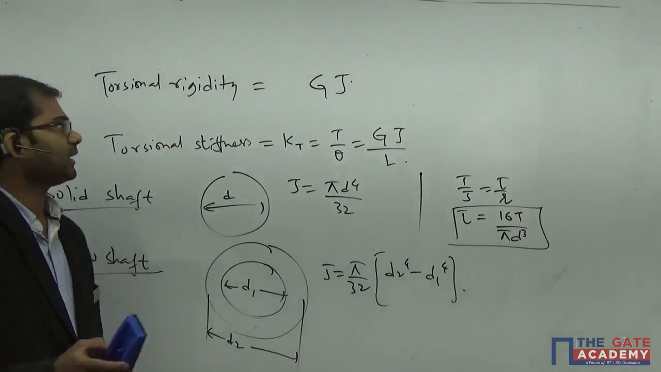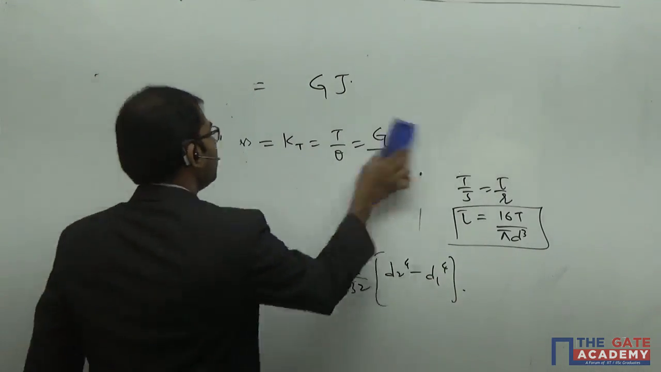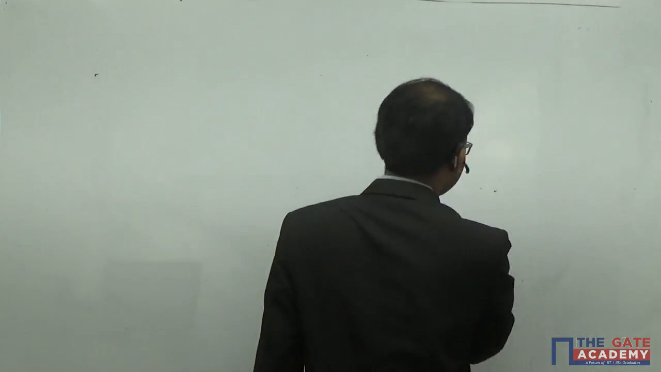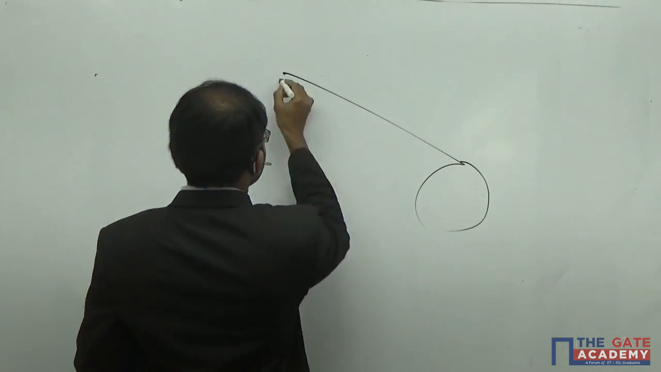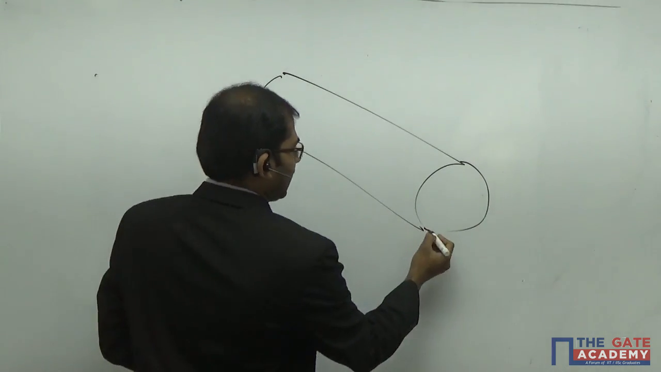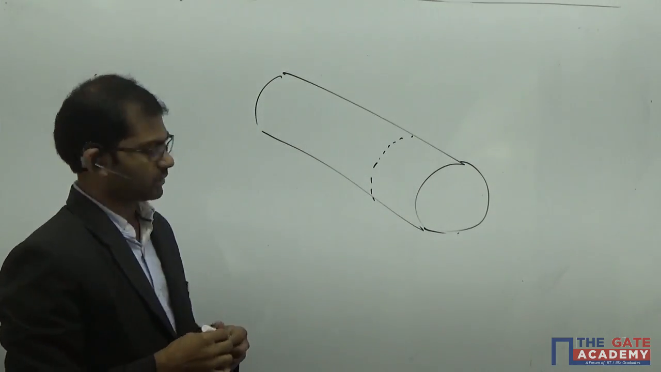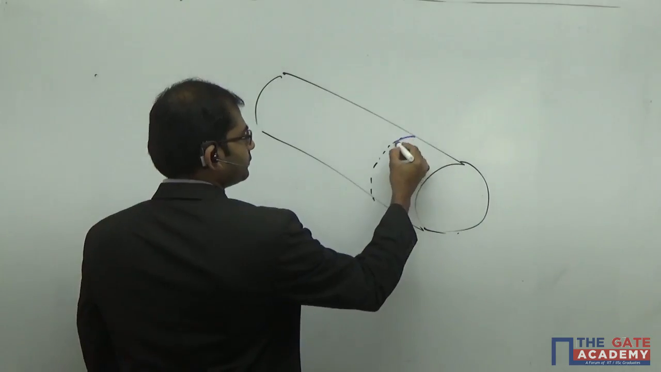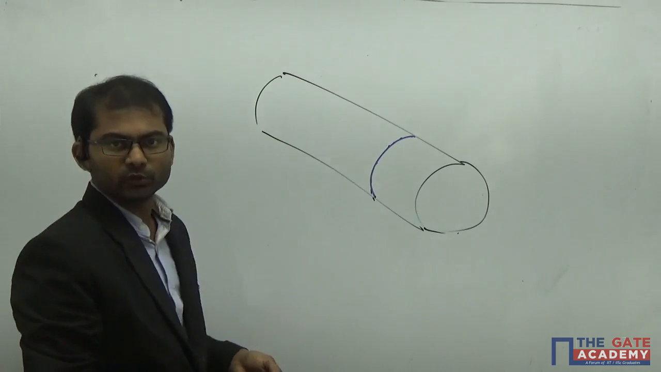Okay, then let's go ahead. Pure torsion is a pure shear loading case. I am going to show you that pure torsion is in fact a pure shear loading case only. So let's assume a circular shaft is experiencing torsion. Now I will take a section at some particular distance, at this section here.